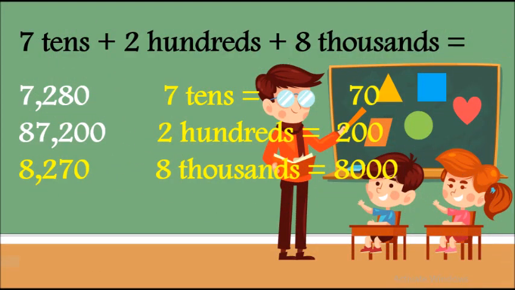The question that says 7 tenths plus 2 hundredths plus 8 thousandths. We add them up. You know where your tenths stand, where your hundredths stand, and where your thousandths are standing. So put them in the correct order, and then you get the answer 8270. The last choice is the correct answer. Now moving on to the next one.